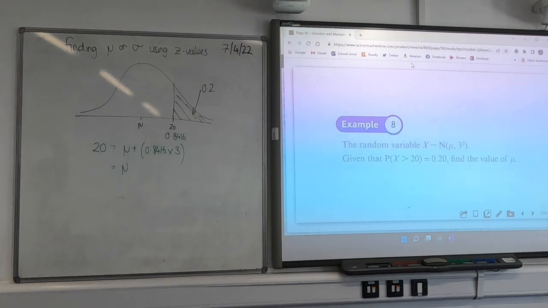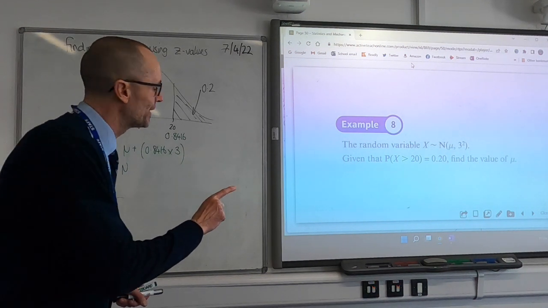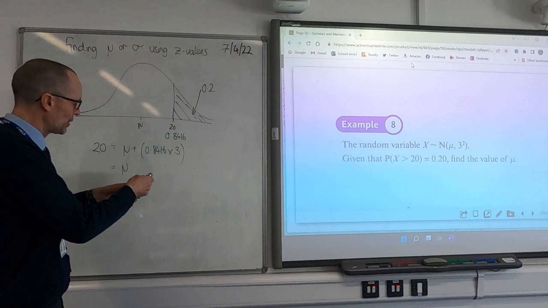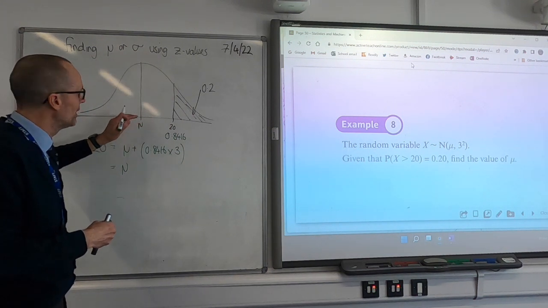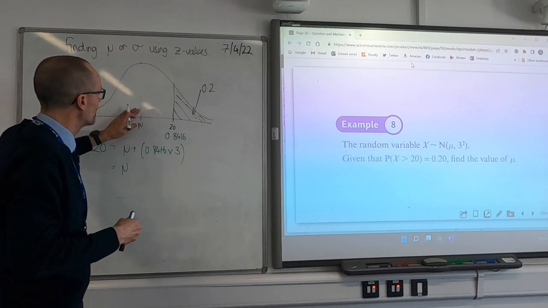How did you know that 20 was above the mean? Because the probability of greater than 20 was 0.2. So the probability of being greater than the mean is 0.5. Right, okay. So 0.2 is less than 0.5, so I knew it was that way.